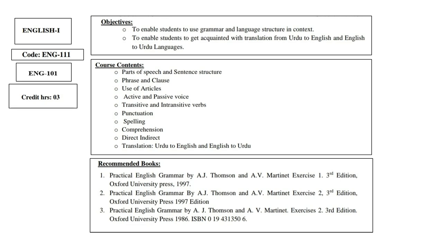Like over here they have told you that you can find these components from book number 1, Practical English Grammar, written by A.J. Thompson and A.V. Martinet, which is the 3rd edition of Oxford University Press. Some of the components would be found from Practical English Grammar by the same people, but this is exercise number 2 and 3rd edition. And finally, they have given you 1986 book of Practical English Grammar. So basically, the book is the same, but different editions are there. So you can take it from anywhere.